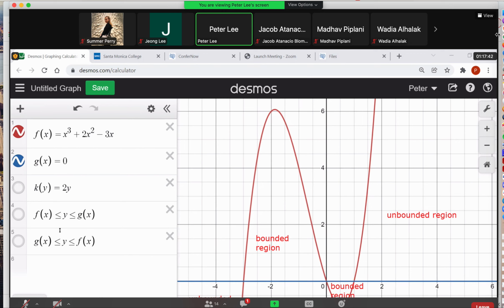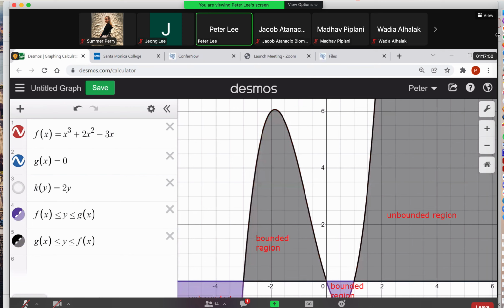Now, how about if I click on part number 4 and number 5, inequalities? Let's see what we get. We get this. Which area do you think is the question? How do you find the total area? What area are we asking for? It says here, find the total area.